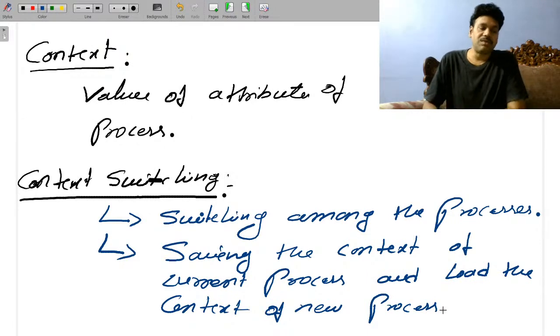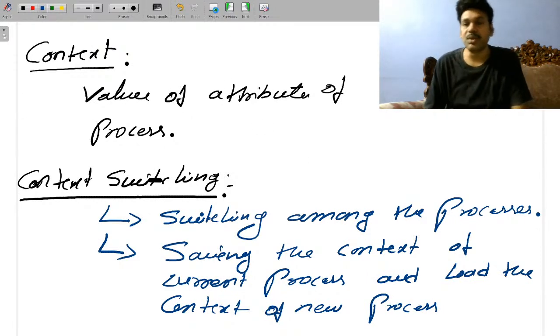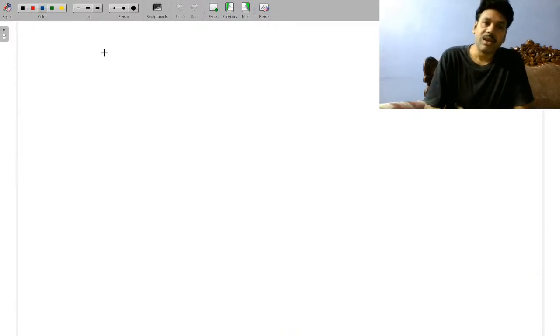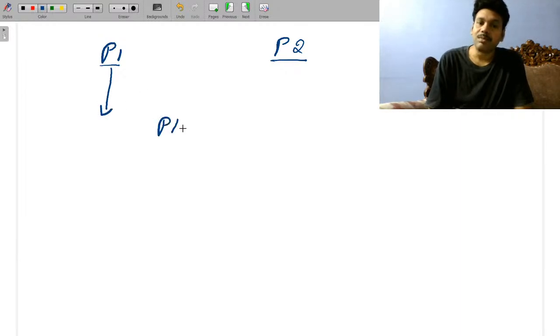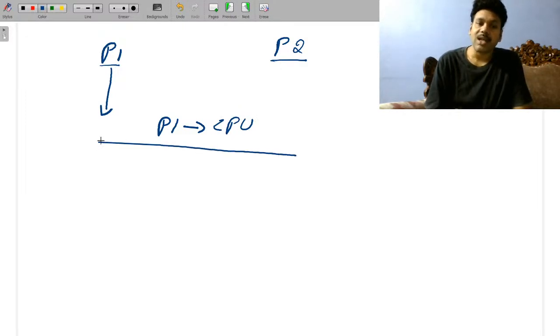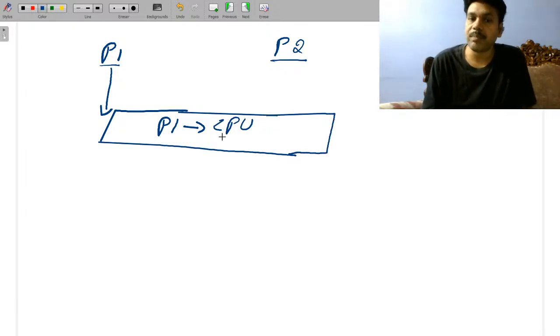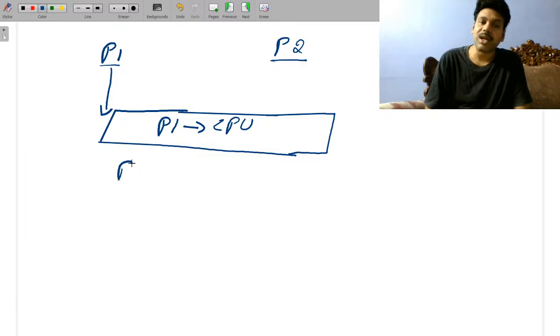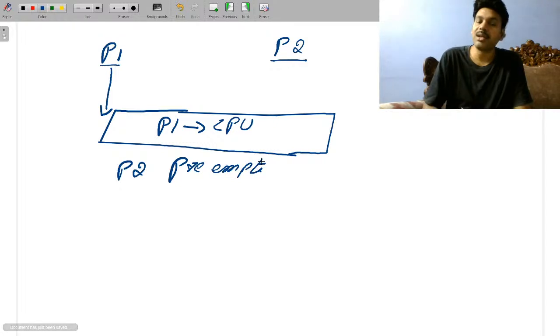Therefore, what is the meaning of this? I will give you one diagram, you observe. There are two processes ready to run, P1 and P2. First P1 has come into the picture, therefore P1 occupies the CPU. As P1 arrived first, before P2, P1 occupies the CPU. Then after some time, P2 preempts P1, as it has higher priority.